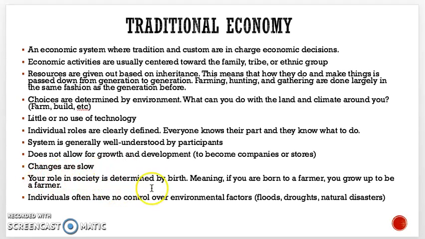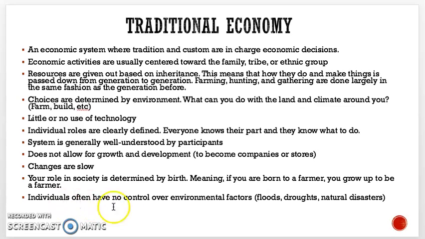It says your role in society is determined by birth, meaning if you were born a farmer, you grew up to be a farmer. If you were born as the local medicine man, then you would pass it down to those below you in your family, and you would all just be those people. If some people were in charge of cattle and you raised cattle for the community, that's who you were. So everyone knows their certain role. It's just really rural and very tribe-like.